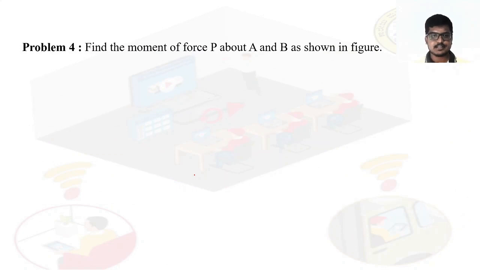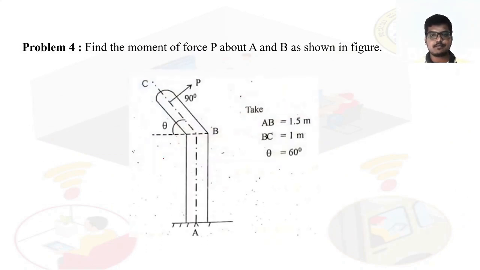So we'll take the next problem. Find the moment of force P about A and B as shown in the figure. See, this is the figure. This is the point A. This is the point B. This is the P. This was once asked in your VTU.